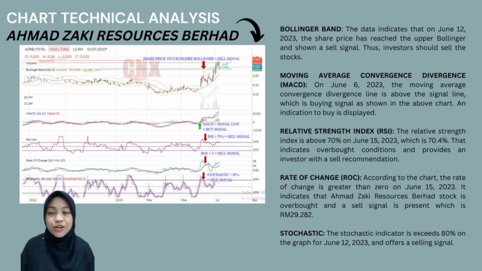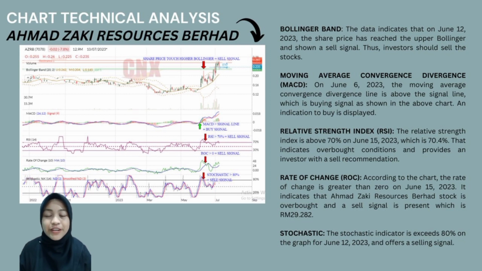Next, moving average convergence divergence, MACD. On June 6, 2023, the moving average convergence divergence line is above the signal line, which is a buying signal as shown in the chart. An indication to buy is displayed. For RSI, which is Relative Strength Index, it is above 70% on June 15, 2023, which is 70.4%. That indicates overbought conditions and provides an investor with a sell recommendation.